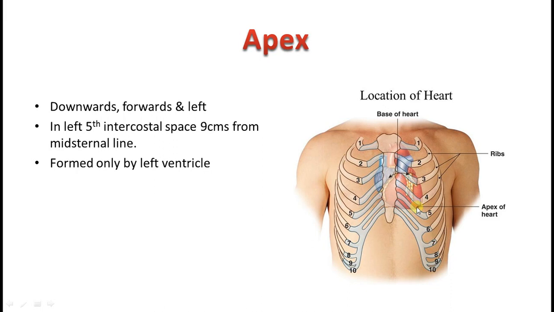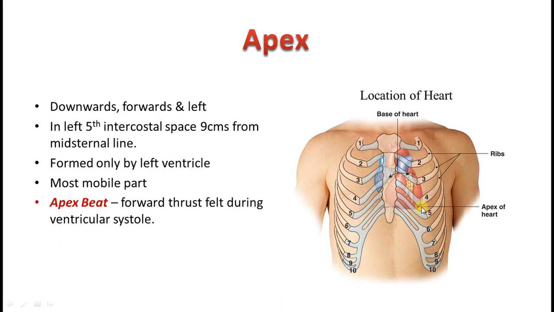When you put a stethoscope and hear a sound there on the left fifth intercostal space, what you auscultate is the apex beat, which is the forward thrust felt on the left fifth intercostal space during ventricular systole. That means during the contraction of the ventricle, you call it ventricular systole. That forward thrust or push on the left fifth intercostal space is called the apex beat. And the apex is that part of the heart which is the most movable part. Okay, it is the most mobile part.